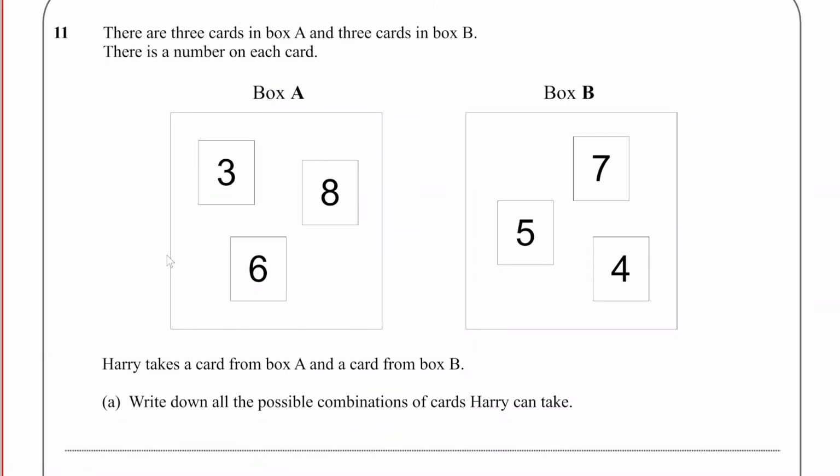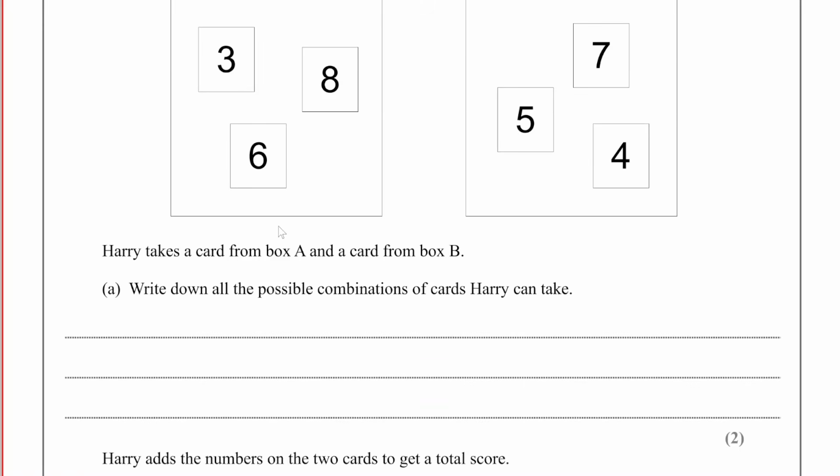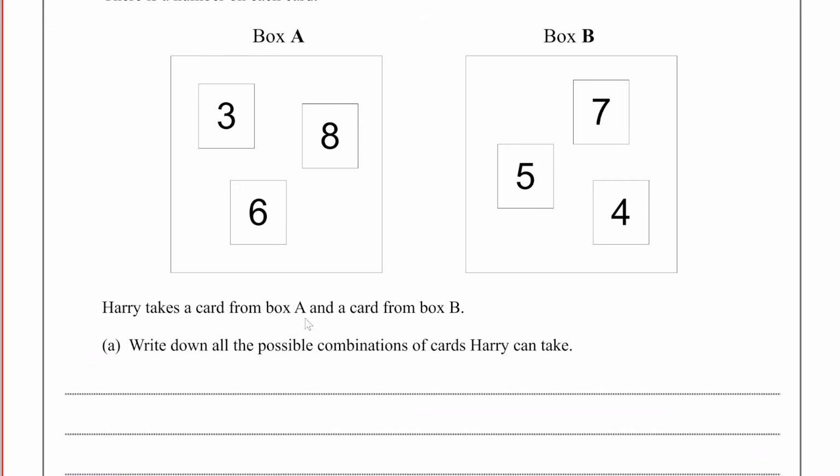Question 11. There are 3 cards in box A, 3 cards in box B. There is a number on each card. Harry takes a card from box A and a card from box B. Write down all the possible combinations. So we can get 3. We're going to do this in order.